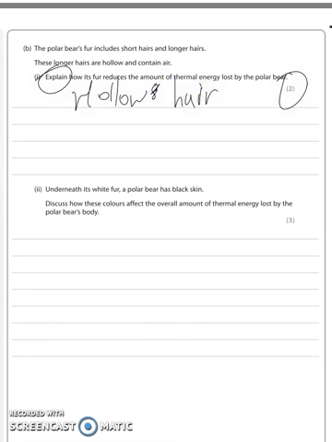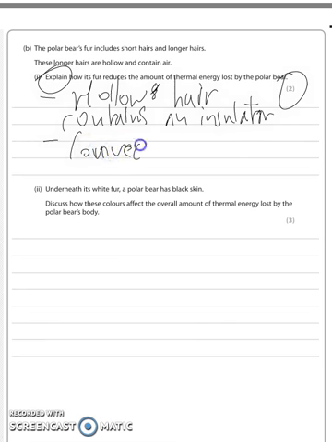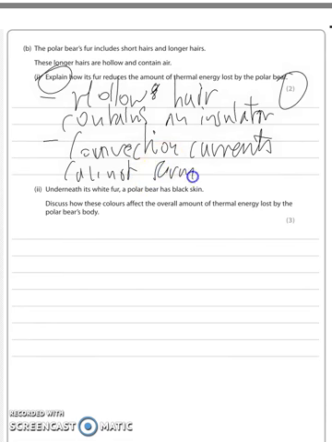Hollow hair contains an insulator. They contain air, which is a very good insulator. Air is an insulator, or it's a poor conductor. Therefore, convection currents cannot form between hairs.